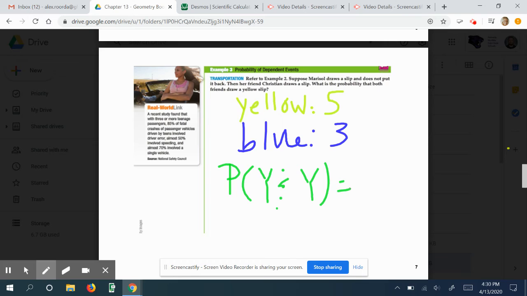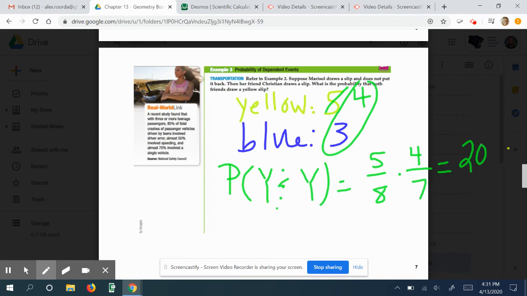So the chance of picking yellow the first time is that 5 out of 8 number that we would have known from the last one. Now, one of the yellows is gone, right? Marisol picked it. And so now there's only 7. So Christian's chances of drawing a yellow again would be 4 out of 7. And so when we multiply that together, that's 20 out of 56.